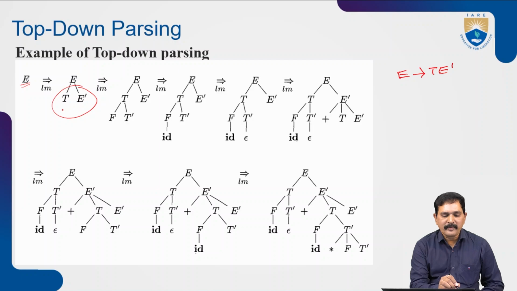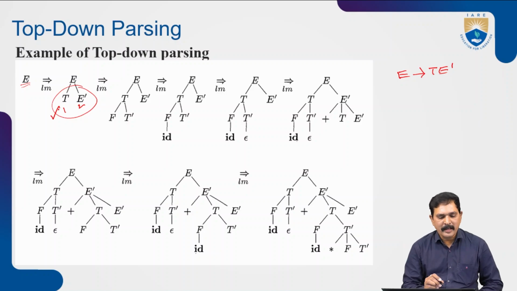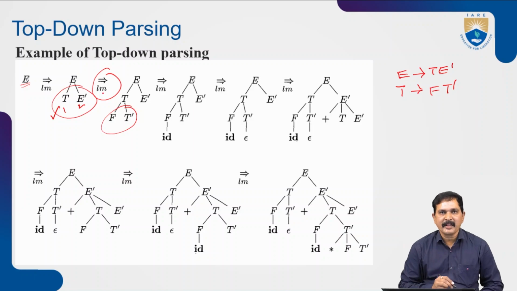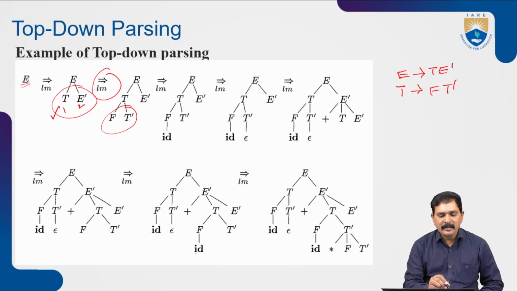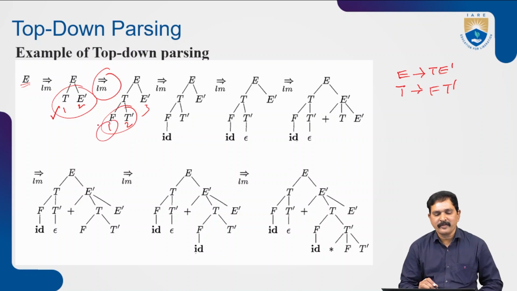After that we have two non-terminals, and the leftmost non-terminal is T. Then you expand T as FT dash, because in the grammar we already have the derivation for capital T. Here also I am applying LM, which means we make an expansion using the leftmost derivation. After that we again have three non-terminals, and F becomes the leftmost. F already has a derivation.